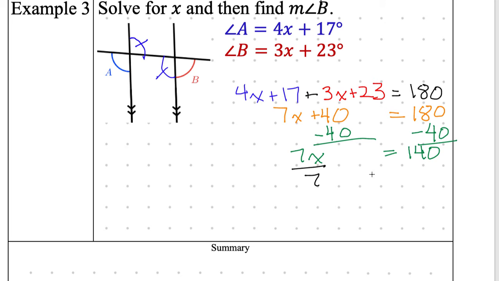Divide 7x by 7 on both sides, and you get x is equal to 20. All right, are we done, Jenny? We are not. All right, so who has the next step?